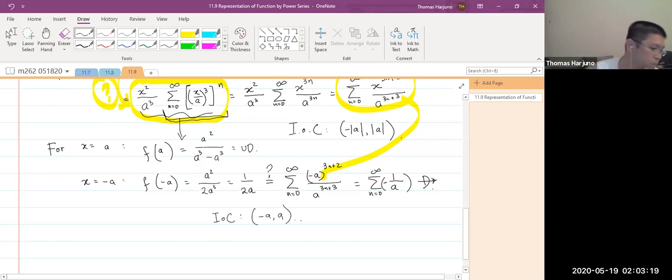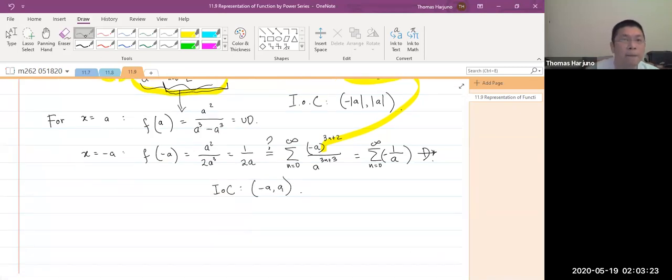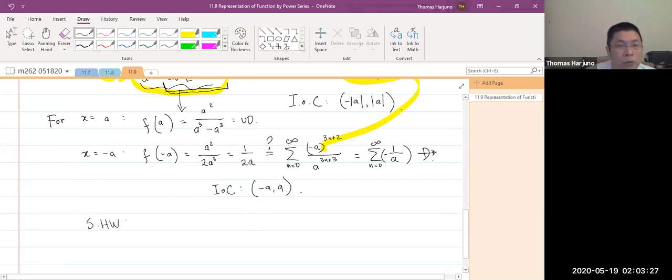Okay. Well, I will continue on this on Wednesday. So suggested homework for now will be number 3, number 5, 7, 9, and try to do number 11.